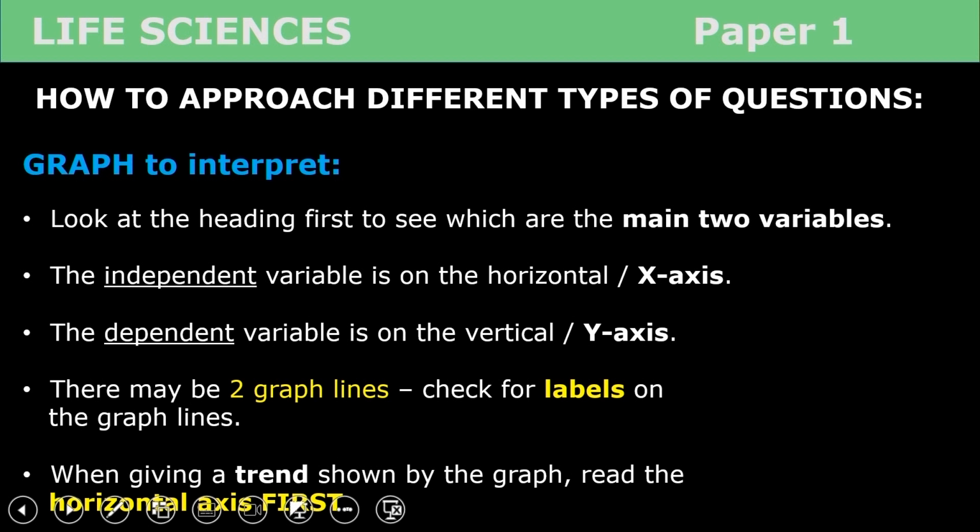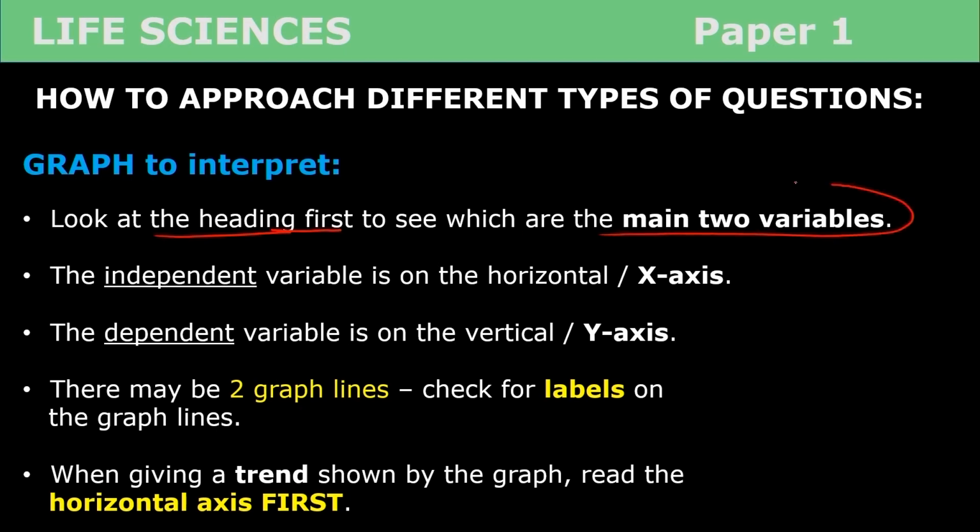Right, now let's move on to our graph questions. How to interpret a graph. Number one, you look at the heading to see which are the main two variables. If you're given a graph, it will definitely have a heading. What are the main two variables there? The independent variable is on the x-axis, the horizontal axis. The dependent is on the vertical y-axis.